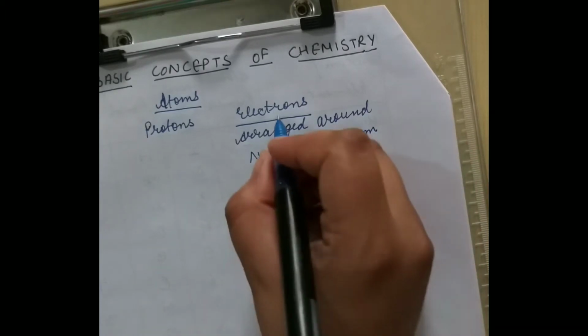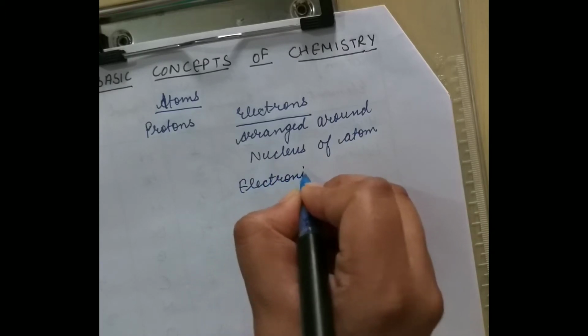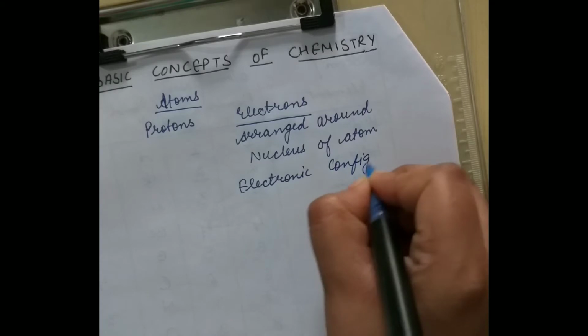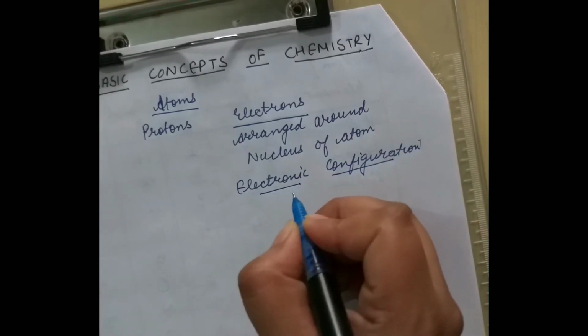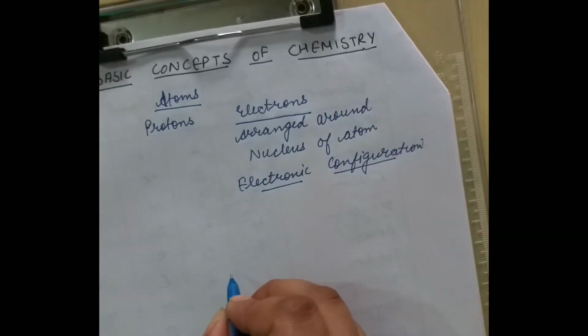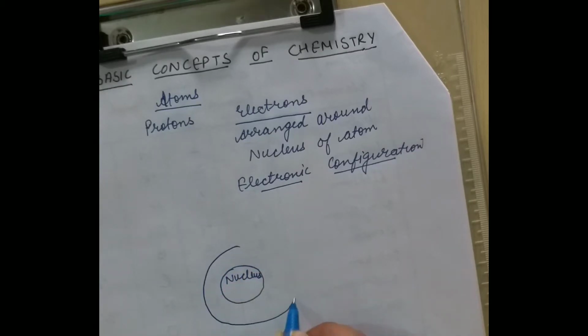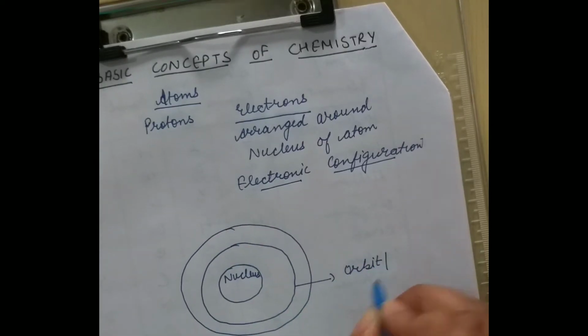This arrangement of electrons around the nucleus is also called electronic configuration. This electronic configuration tells us how we can arrange the electrons around the nucleus. An element has one nucleus, and around that nucleus there are different orbits, which we also call shells.